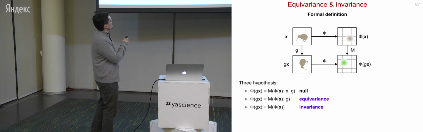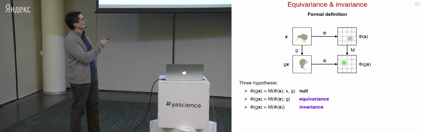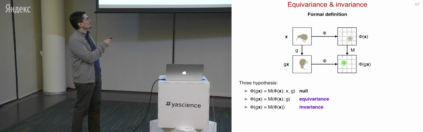So we have an input image x. We compute features which are convolutional in nature, so they're represented here by a grid of values. Or we compute this. We take this and compute the transformation of it. We rotate it. We compute the features.